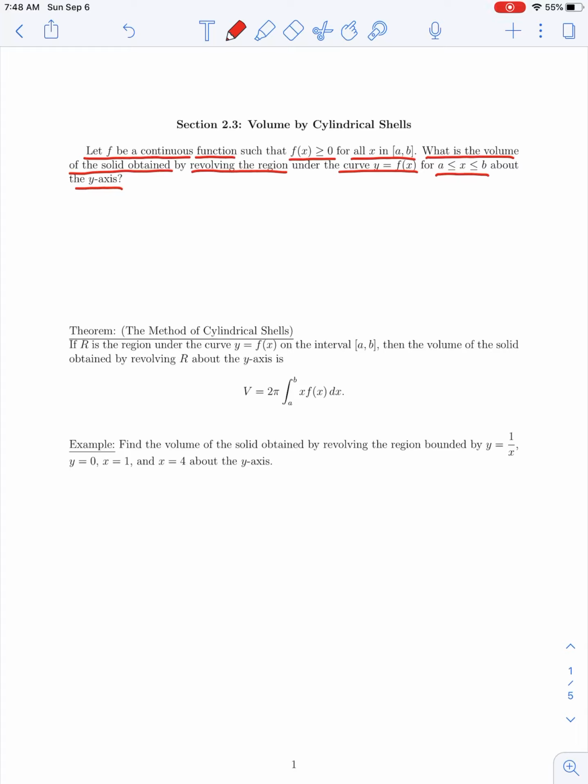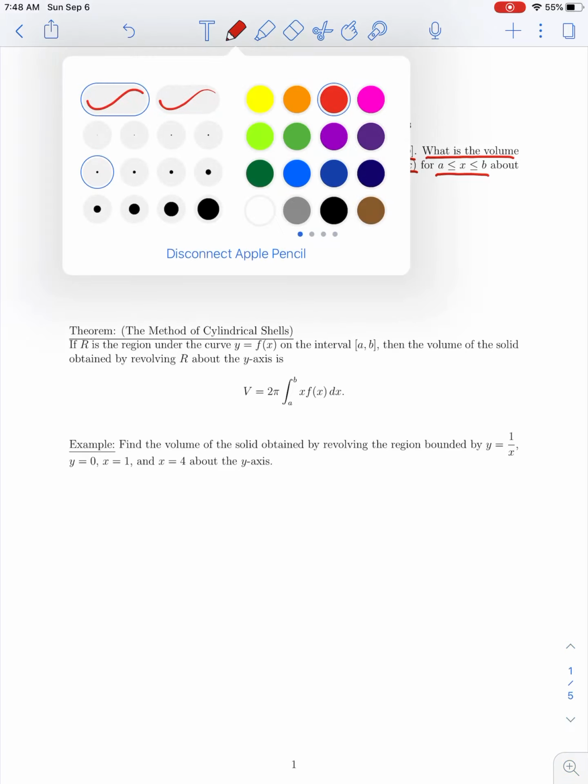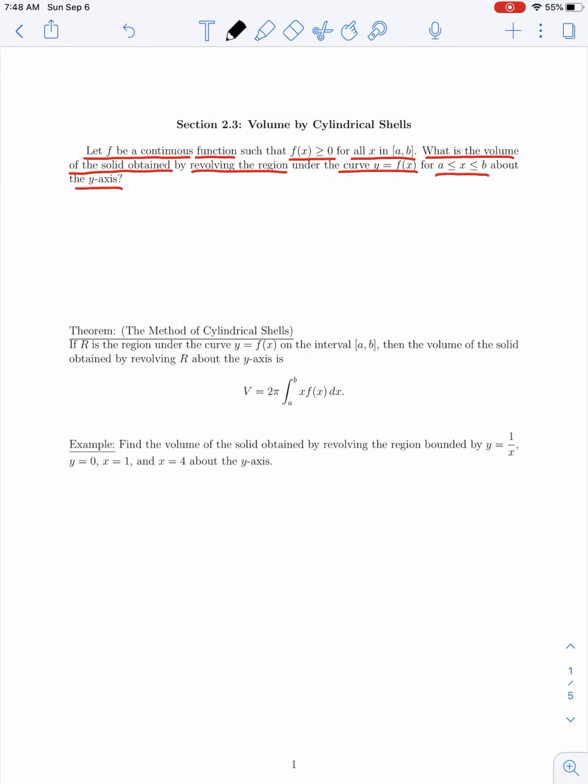So we were asking a similar question in our previous section. What would happen if we revolved this region about the x-axis? And we saw that we could use the disk method to calculate that volume. Now, if we're revolving about the y-axis, well, it might become a little more complicated. So let's see if we can visualize what we're trying to do here.